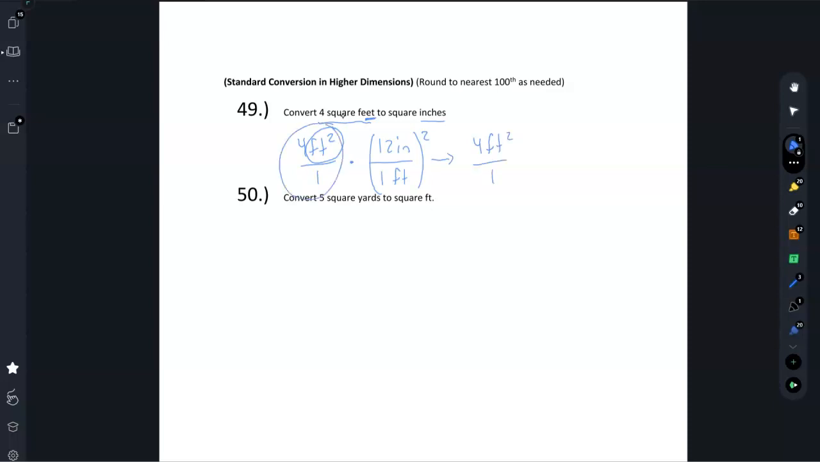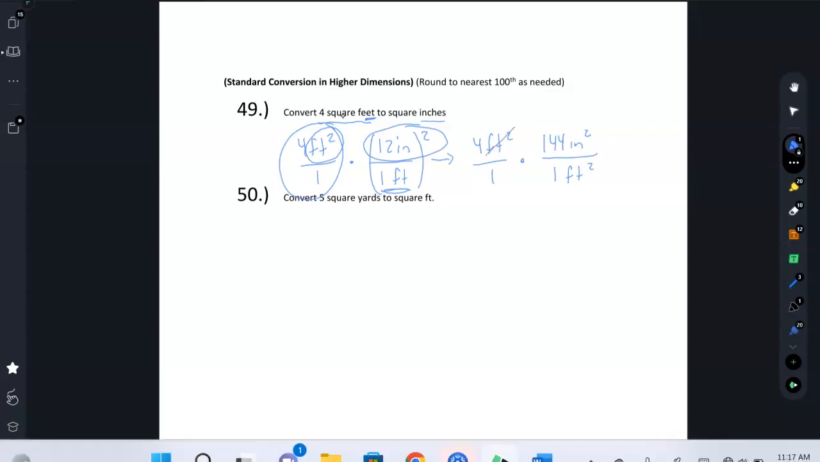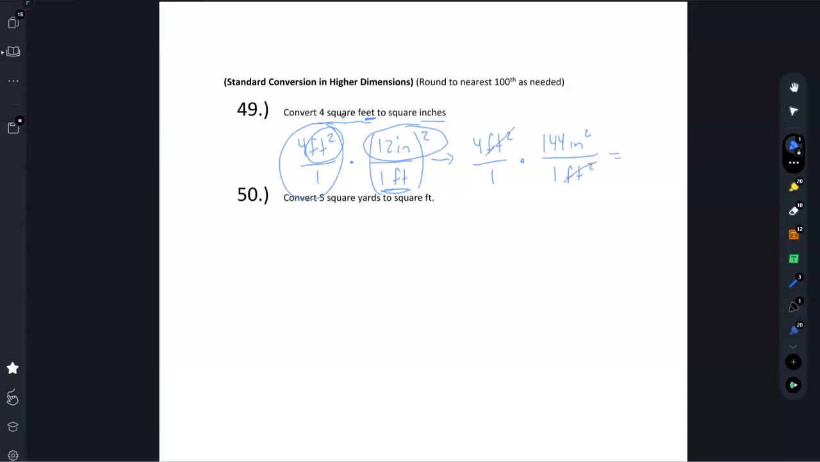That was my first fraction over here. And then I'm going to multiply this. When I square this, I need the square on top. So that gives me 12 squared is 144. And now it's inches squared over 1 squared, which is still just 1, feet squared. So now feet squared have canceled. And 4 times 144 gives me 576. And that would be inches squared. 1 times 1 on the bottom would just give me 1.